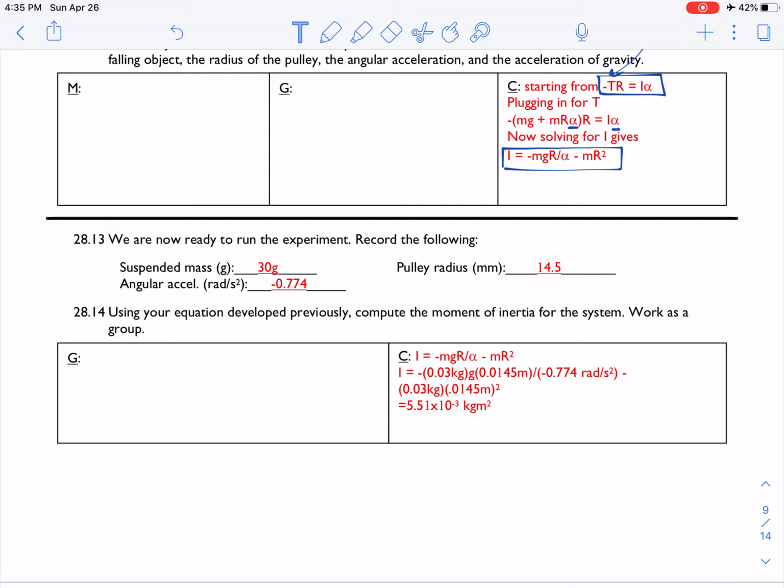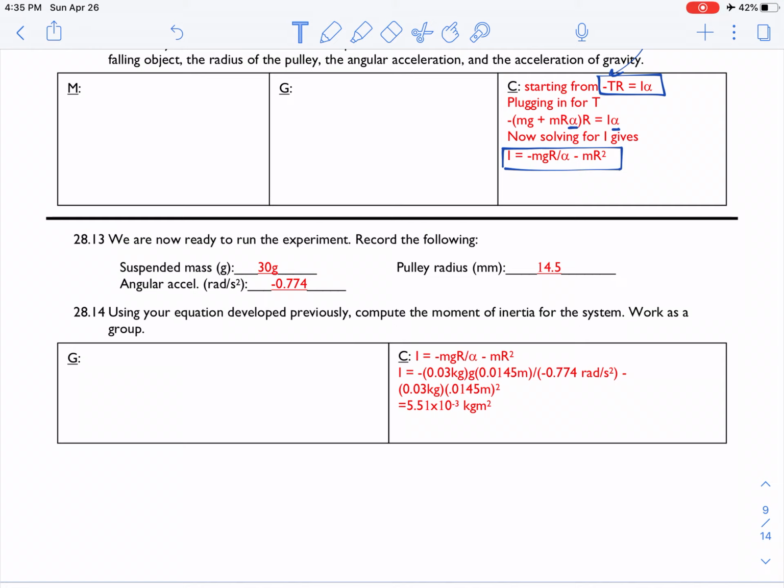So if we had the suspended mass to be 30 grams, and we find out from the experiment that the angular acceleration, as we mentioned, it's negative, is 0.774 radians per second squared, and we measure the pulley radius, that capital R, to be 14.5 millimeters, so there are some conversions to be done. Then in the next step we can compute the moment of inertia for the system.